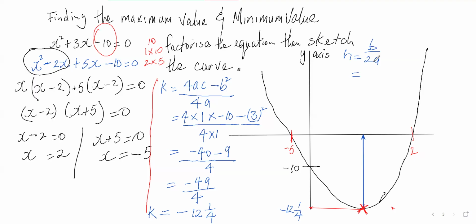So H is B, which was 3, divided by 2 times 1. So that's 3 over 2, which is 1.5. All right, everybody agree with that? Yes, sir.